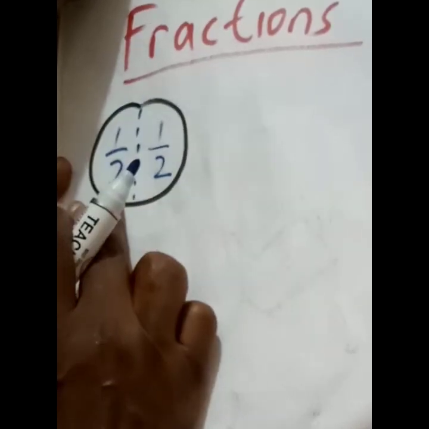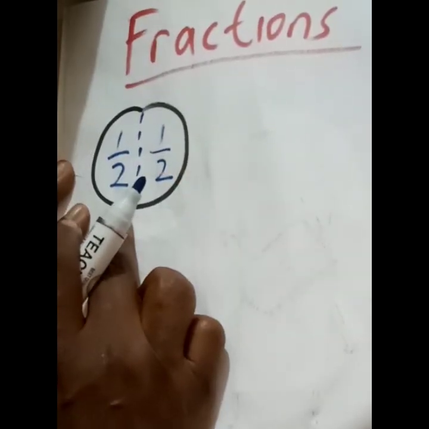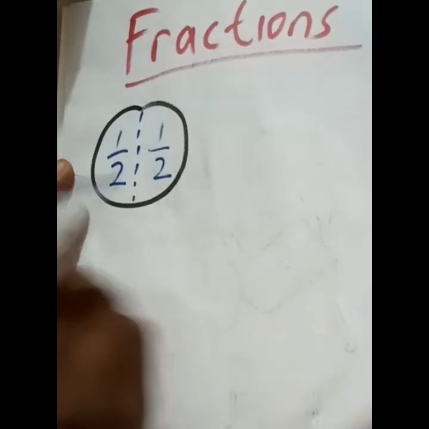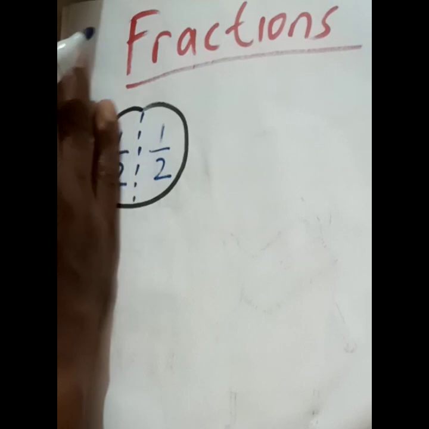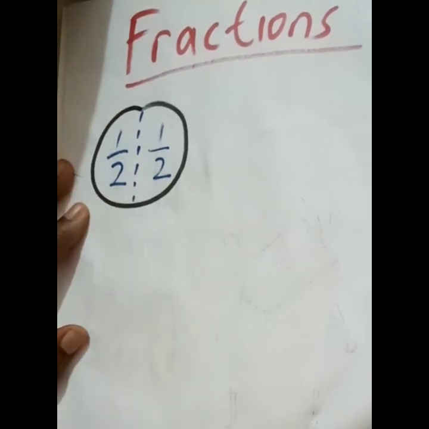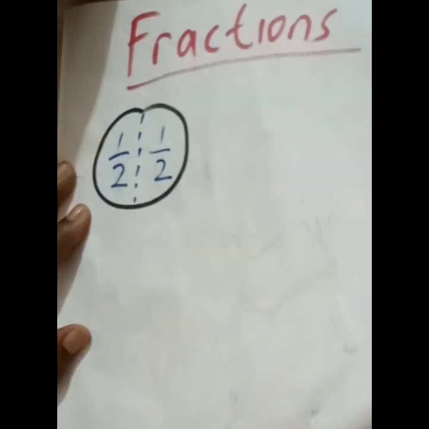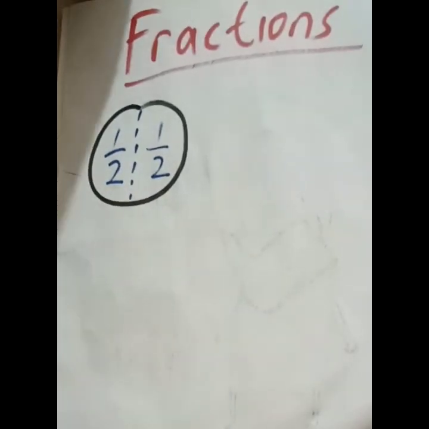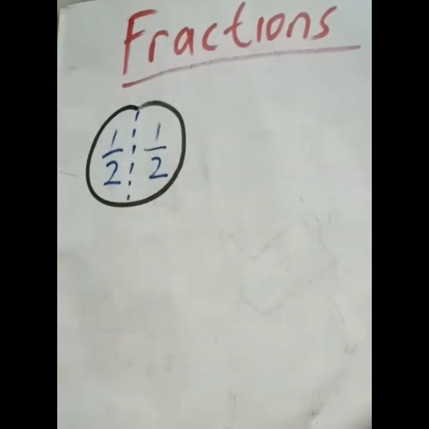So this is half. And this is a fraction. Half is a fraction. This is the full orange, and when you take only this one part out of it, it becomes a half, which is a fraction. And how do you write that fraction? You write it as 1/2.